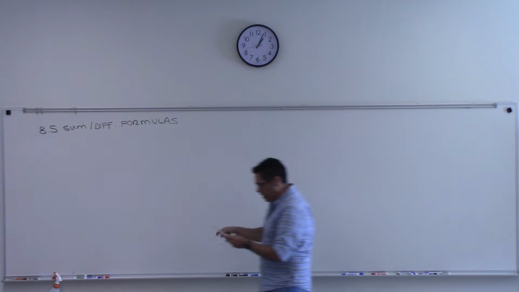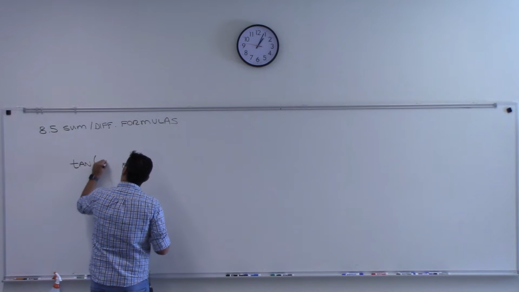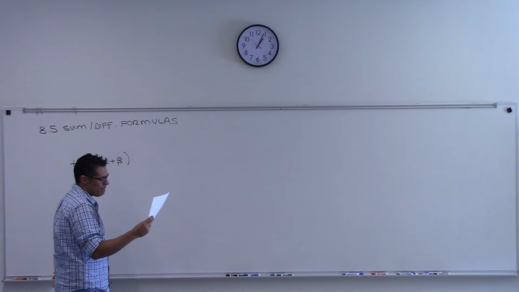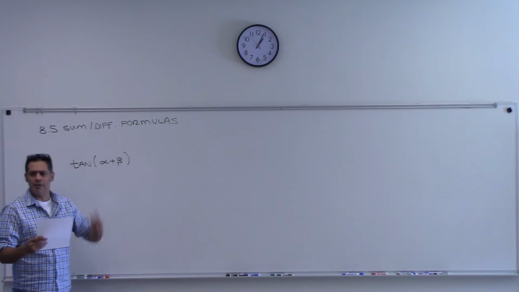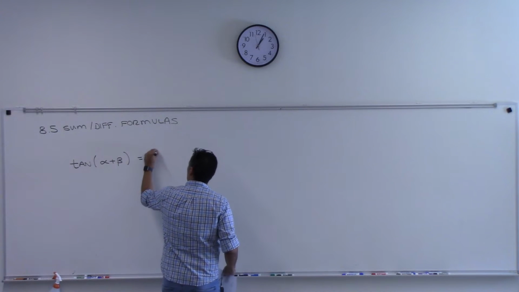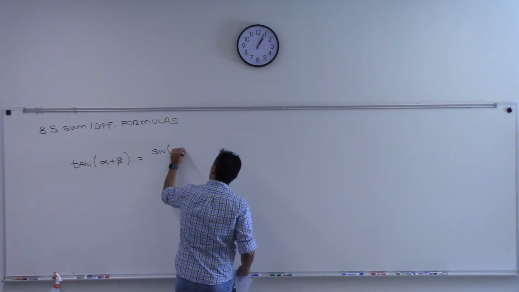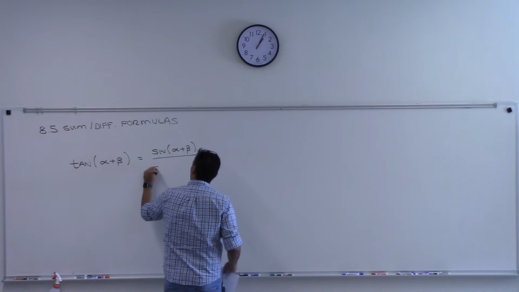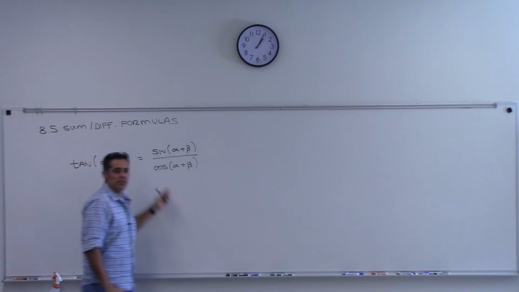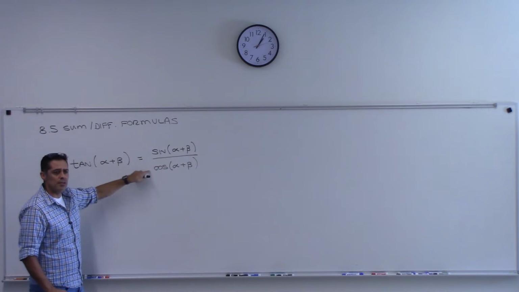So you have them there, but I'm going to write them down. Tangent of alpha plus beta. So you see the formula there? I want to show you where that formula comes from, all right? All they're doing here to get that formula is they're rewriting tangent of alpha plus beta as sine of alpha plus beta over cosine of alpha plus beta. Right, that's what tangent is, right? Sine over cosine. And then we have formulas for both of these, don't we?